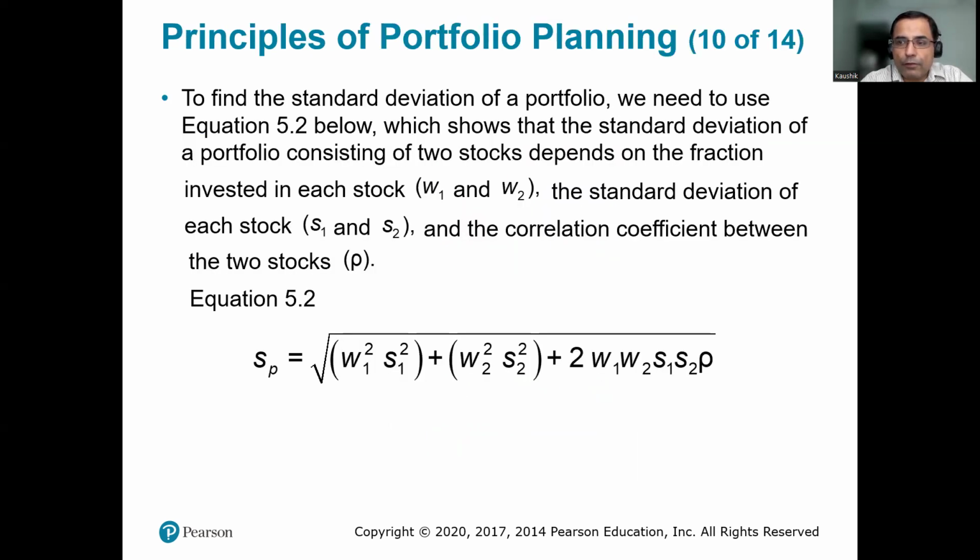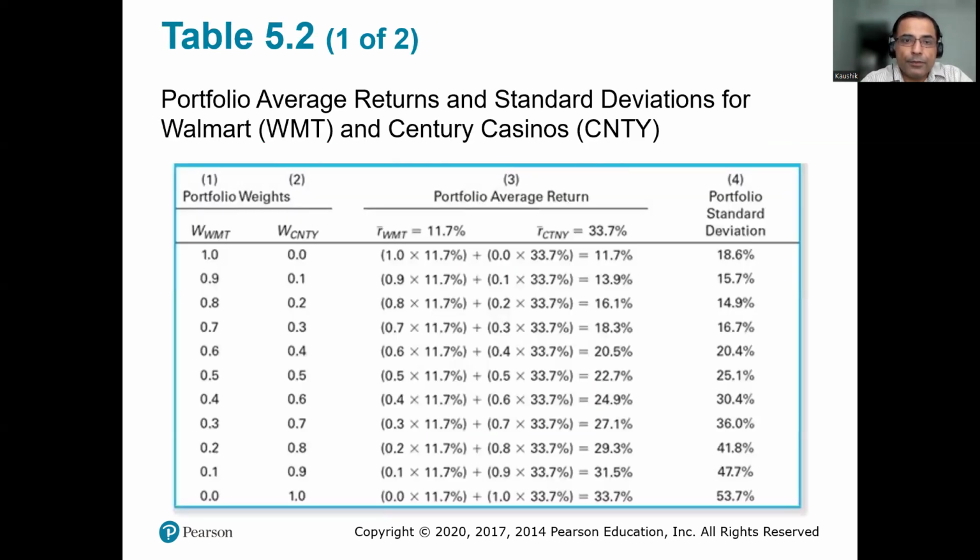So this is the formula for portfolio risk. So we have the weight of each asset, the standard deviation of each asset, and we also have the correlation between the assets. So that helps us to find the portfolio risk. So again, we go back to the example of Walmart and Century Casinos. So we have found the portfolio deviation for different portfolios. The different portfolios have different contribution of Walmart and Century Casinos.